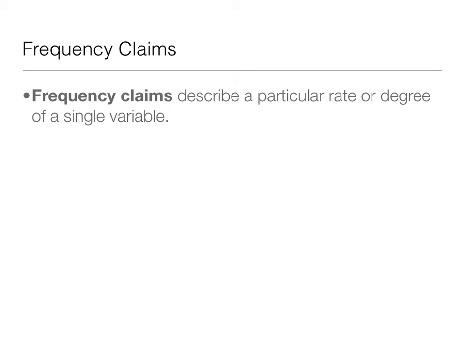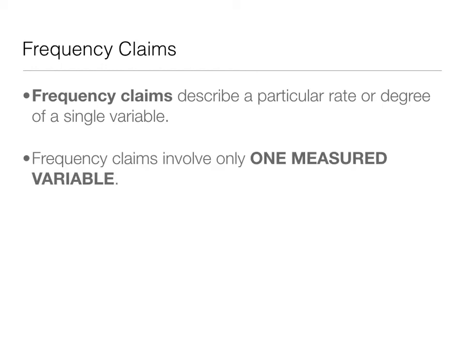Frequency claims describe a particular rate or degree of a single variable. So again, this is where we're measuring something. We're just saying how many people do this, how many people believe this, how many people think this. We're just measuring things. Frequency claims involve just one measured variable. Again, this is all review from 3510.